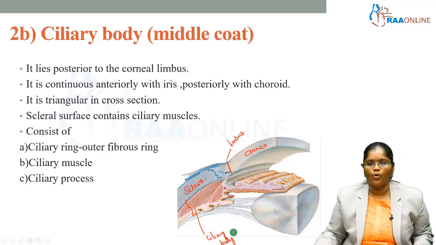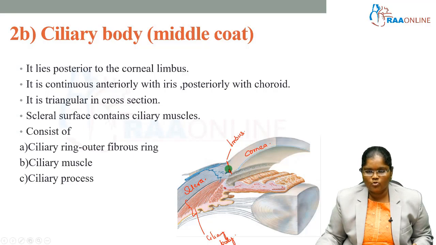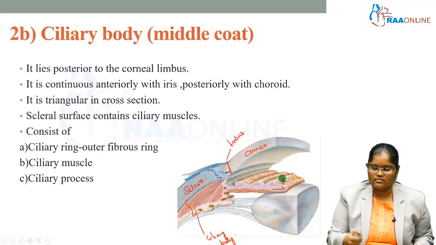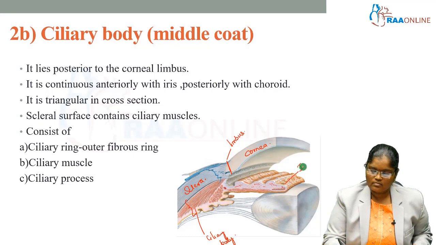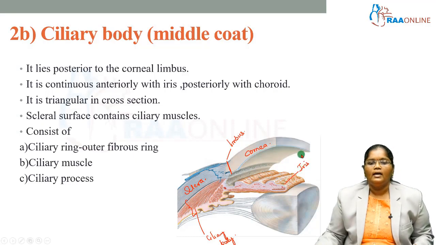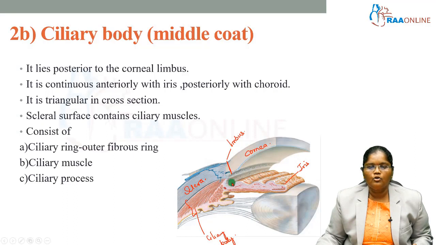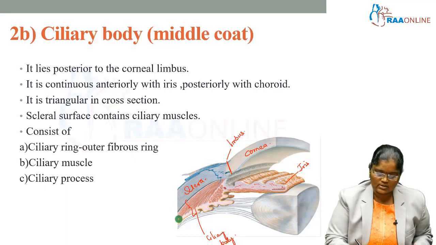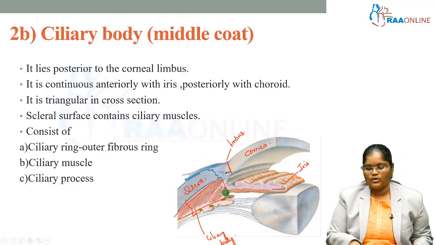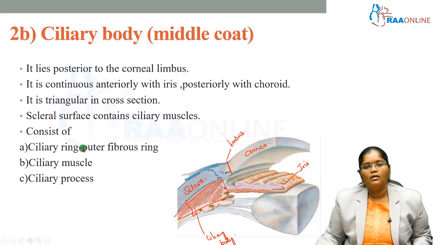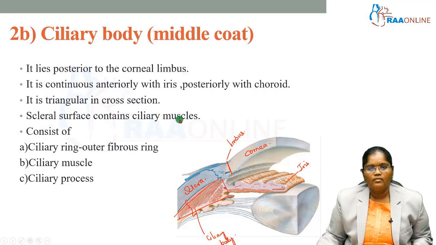This ciliary body lies posterior to the limbus and it continues posteriorly with the choroid and anteriorly with the iris. So, this is the iris. It is triangular in cross section. So, this is the apex and this forms the base. The scleral surface contains ciliary vessels.